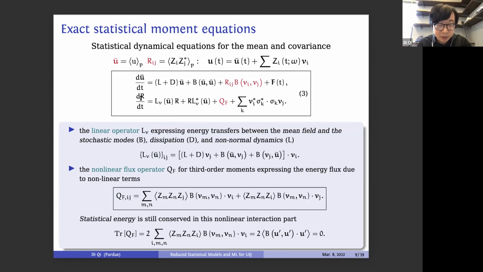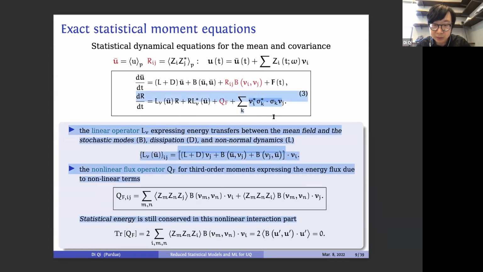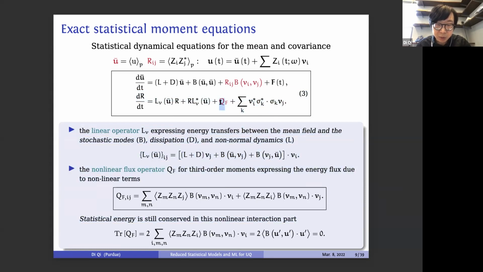And more importantly, when we look in more detail at the covariance equation, first, it's subject to this linear or quasi-linear operator. So this is an explicit form for it. It includes the linear coupling between different directions, but also includes the nonlinear or quasi-linear coupling between the mean state and the fluctuation mode. And the last term is just due to the white noise forcing. And the most important one is this Q_F. This is due to the higher order moments.